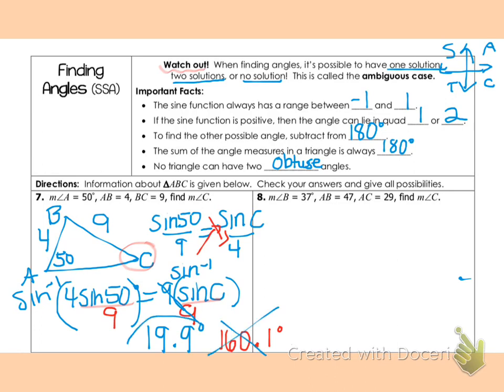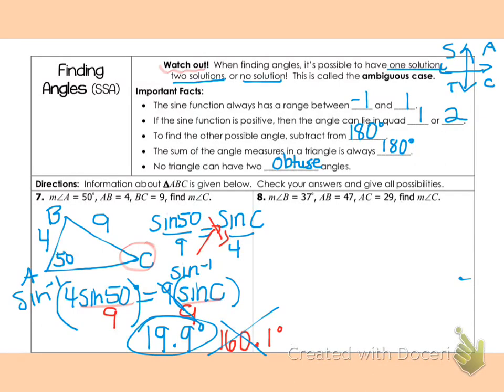And this time there's only one possibility, because if you already have this 50-degree angle and the other angle is 160, you would already be over 200. It would be 210.1 degrees, and that's well beyond 180. So in this case, there's only one possibility. It's 19.9. Let's try another one.